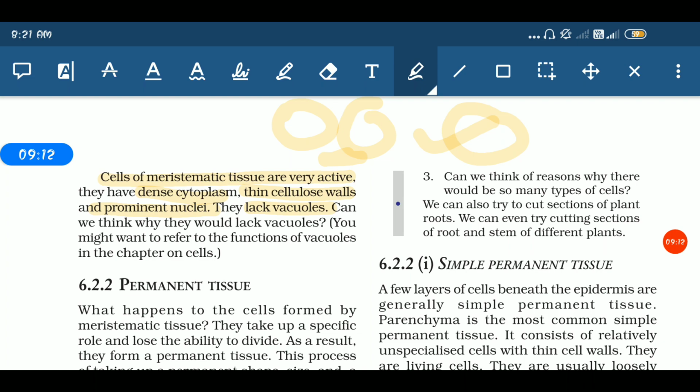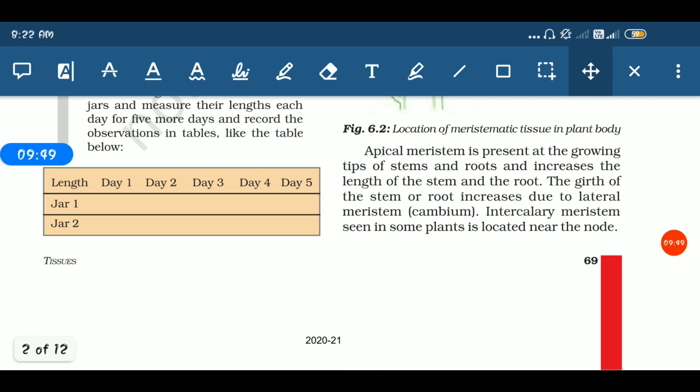Cells are obviously living because they are continuously dividing, and the cell possesses the power of cell division, that is, they divide repeatedly to produce new cells, and these new cells later, after the process of differentiation, give rise to the permanent tissue. Fine. So these are the basic characteristics of the meristematic tissue. If we talk about the function, you know very well the function is to bring about the increase in the length and the girth of the plant body. Length or girth को increase करना is the most important function.